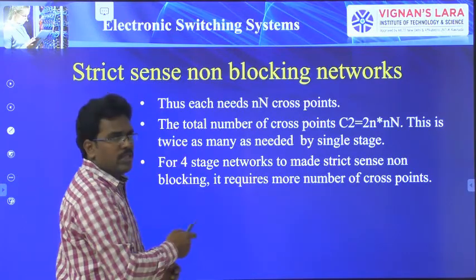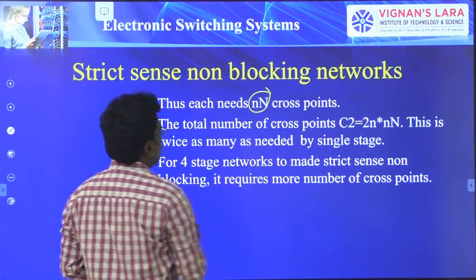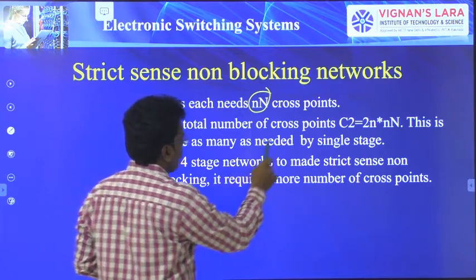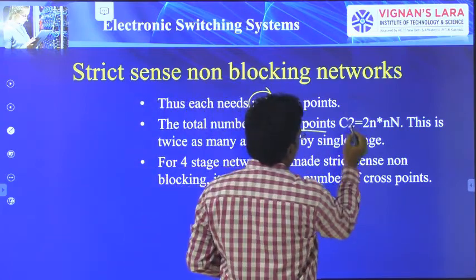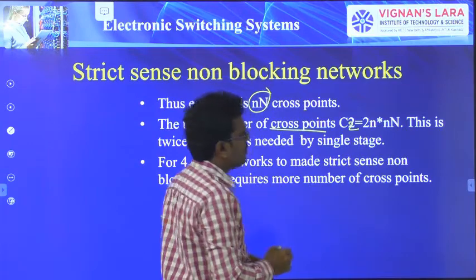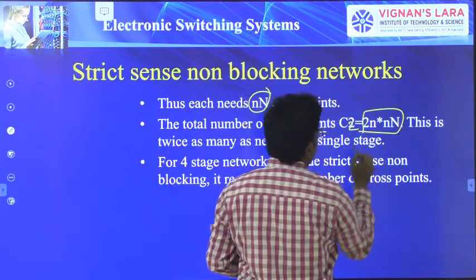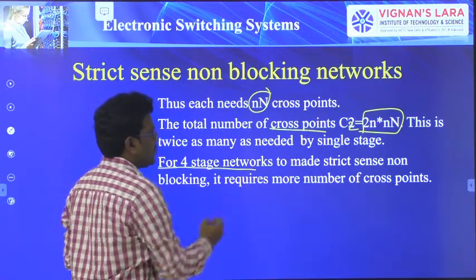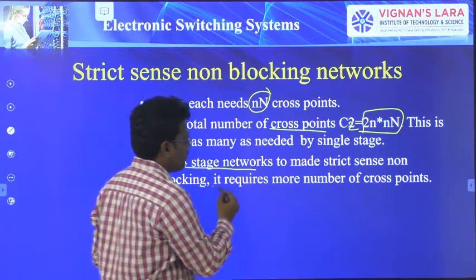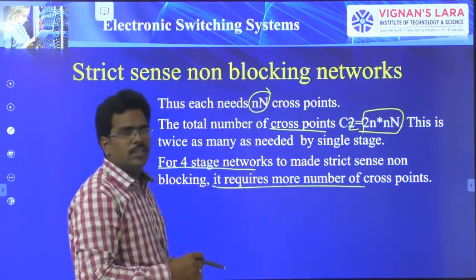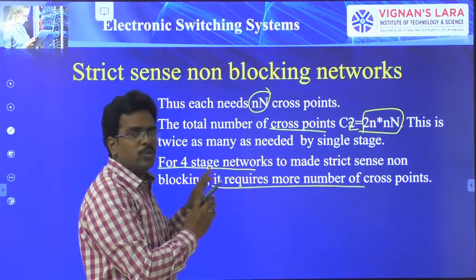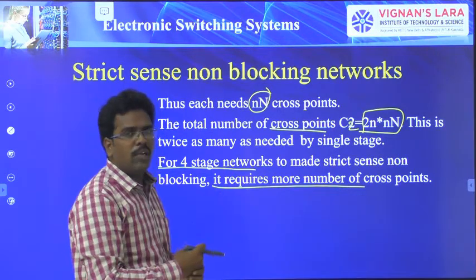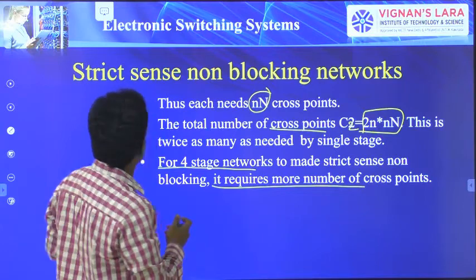So in case of two-stage switches, how many cross points are required? N cross points are required for each switch. So what is the total number of cross points here? C suffix 2 means the two-stage switch. So 2n into n gives the number of cross points that are required. For four-stage networks, to make them strictly non-blocking, it requires more cross points than your single-stage switch. Generally, we are not choosing even-stage networks for designing strictly non-blocking circuits.